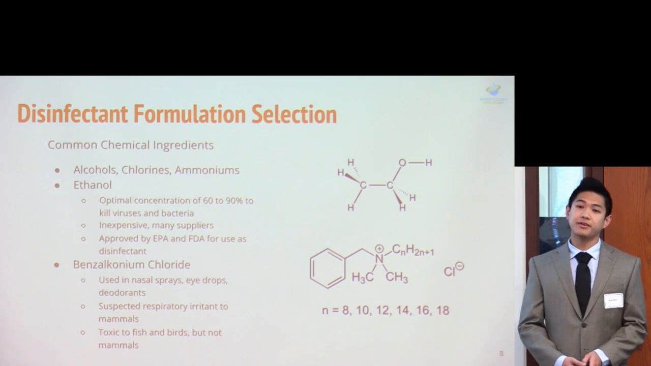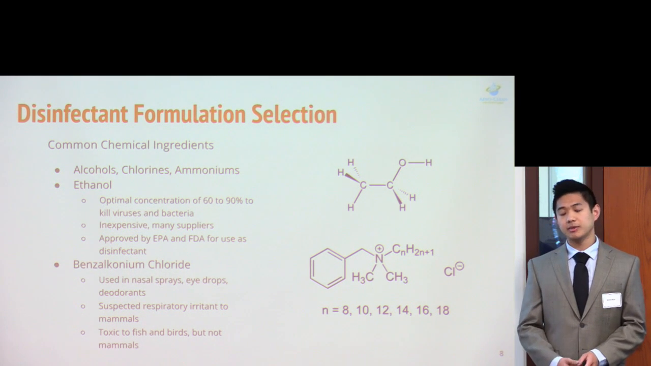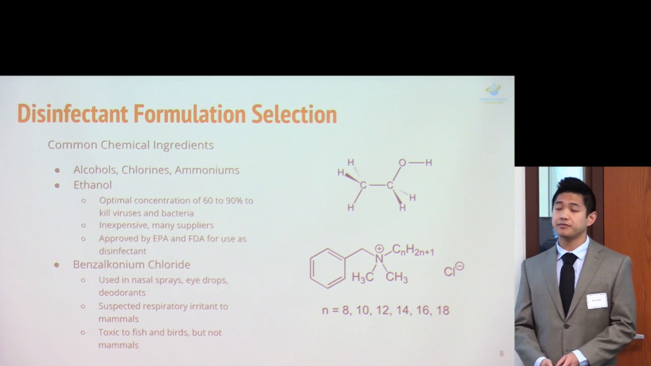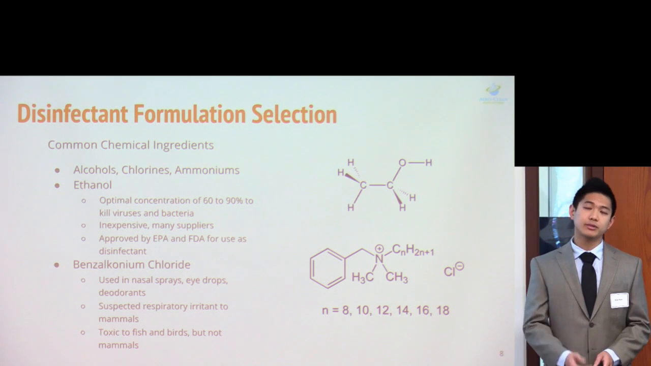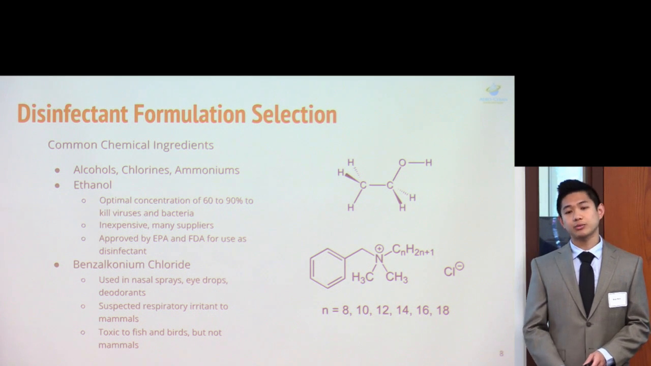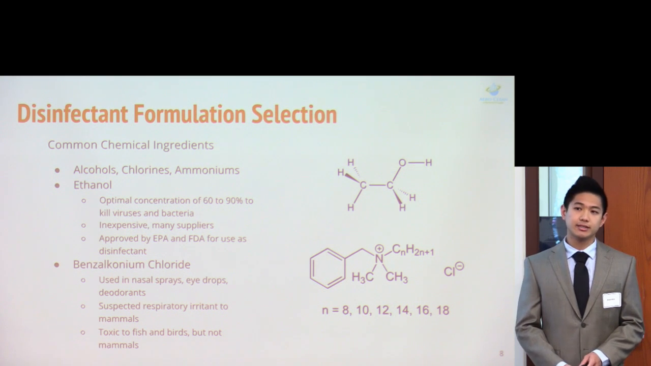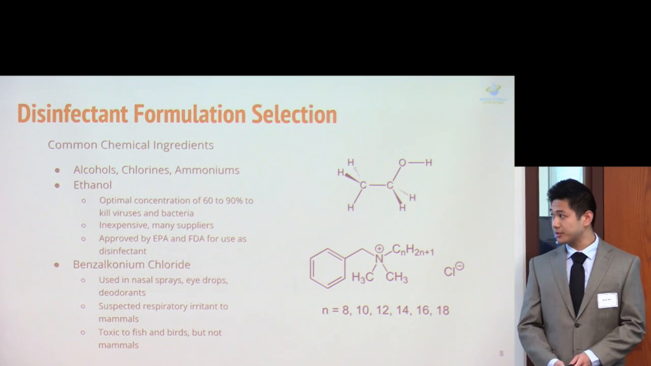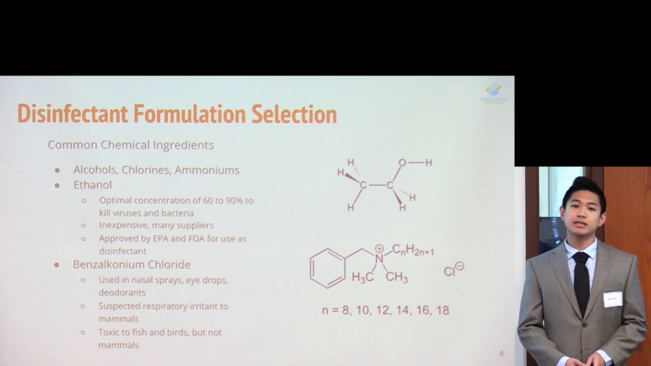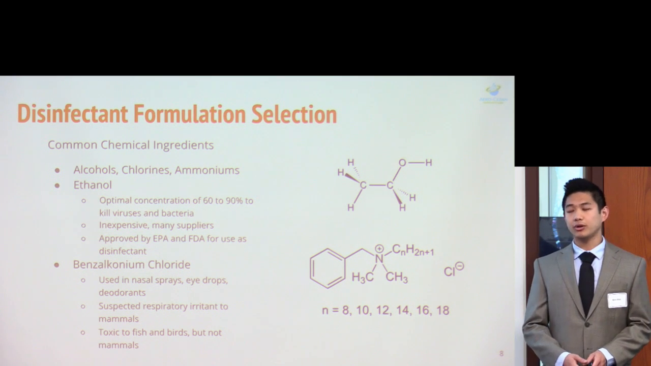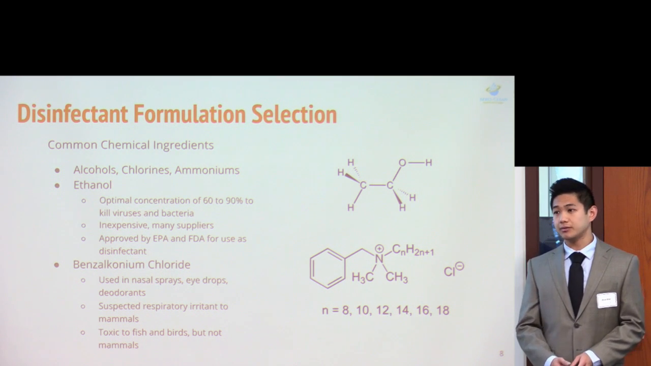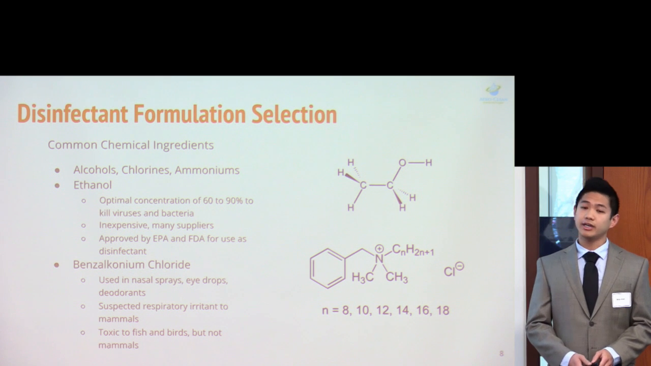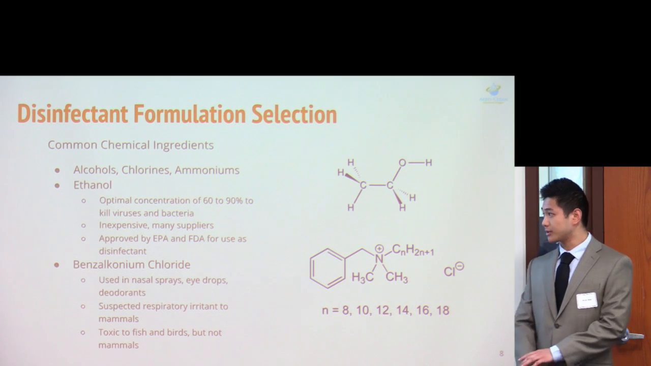Another chemical that is found is benzalkonium chloride, specifically in Lysol's disinfectant sprays. Benzalkonium chloride is also found in other household products such as nasal sprays, deodorants, and eye drops. Not many studies have been conducted on benzalkonium chloride as it's just a suspected respiratory irritant. However, it is toxic to fish and birds.